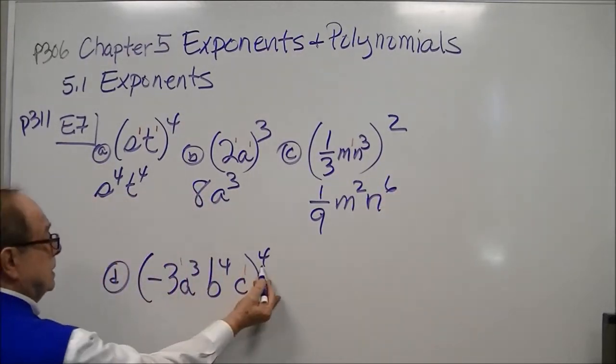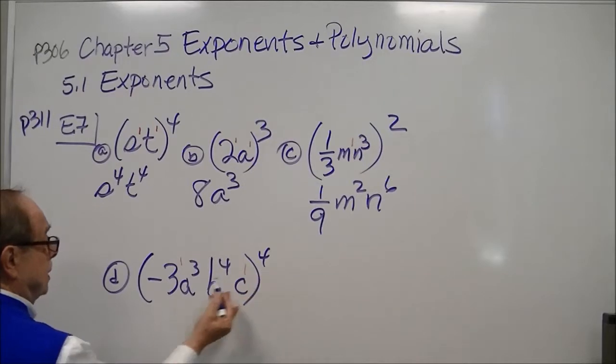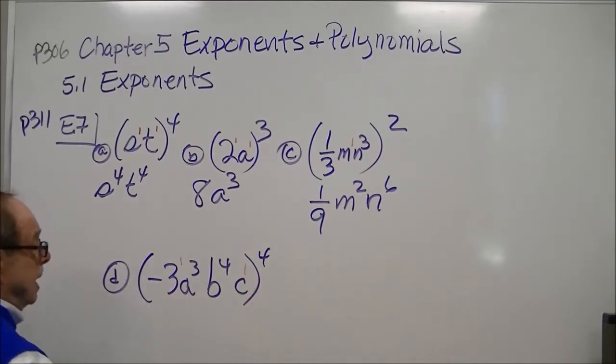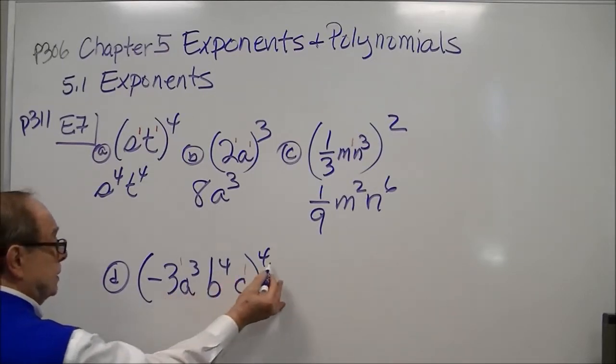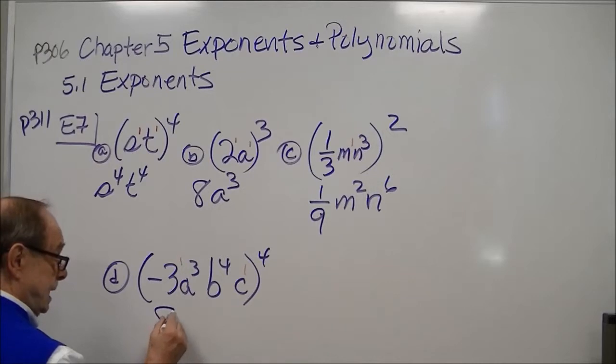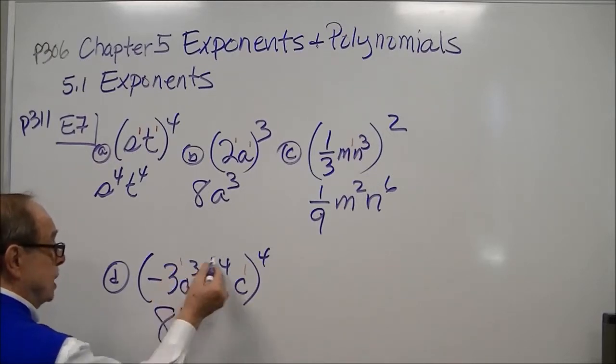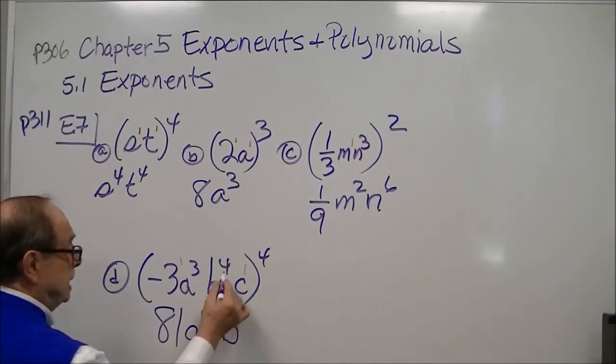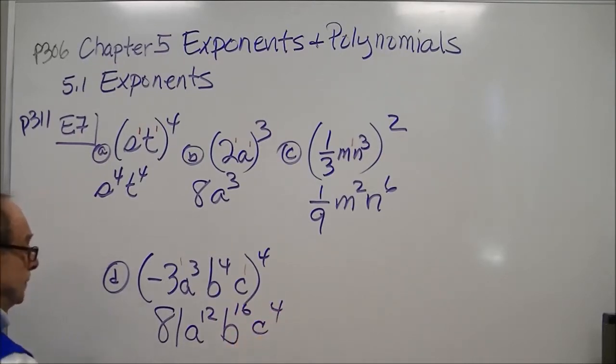And then this one, notice now we have to the 4th power. This is a negative, so that's going to become a positive. We don't have to worry about the sign anymore. So 3 to the 4th power is 81. Remember, it's 1 times 4. A to the 12th. B to the 16th, C to the 4th.